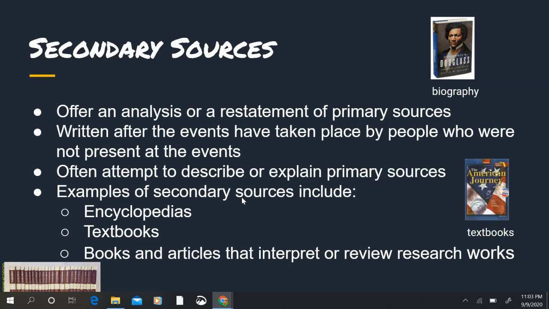Okay. So examples of secondary sources would be things like encyclopedias, textbooks, biographies, that sort of thing. Those are all secondary sources. Okay.